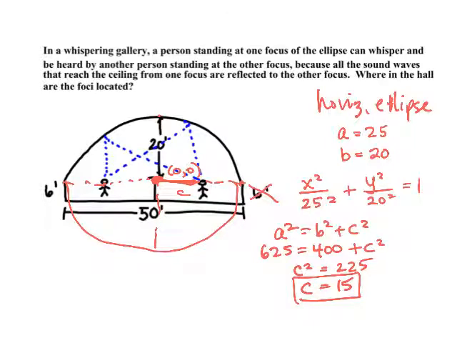So what we have here is it is 15 feet from the center to where the foci is located, or you can argue it's 10 feet from the edge of the wall. And you could respond either way to explain where in the hall are the foci located. So that's an elliptical problem.